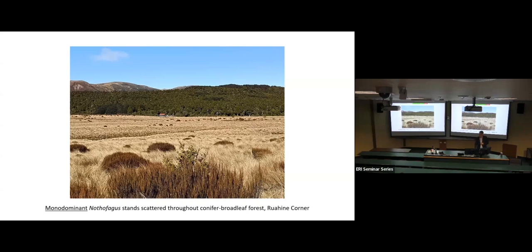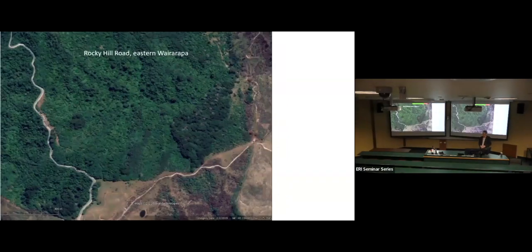We think of the tropical example of monodominance. Here's another parent example, where the experiment I'm going to show you was done, in the eastern Waikato uplands. This is actually a covenanted forest on private land, and it's mostly conifer-broadleaf forest, but there are these Nothofagus stands here, these darker patches once again, which are Nothofagus stands.